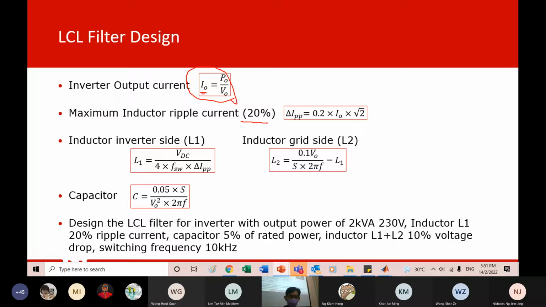The only difference is that there are three equations that you use to calculate L1, the inverter side, and L2, the grid side, and then the capacitor C, capital C. All right, so you will notice that there is a S.